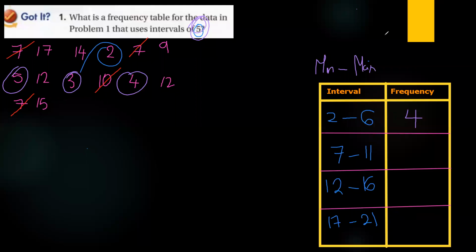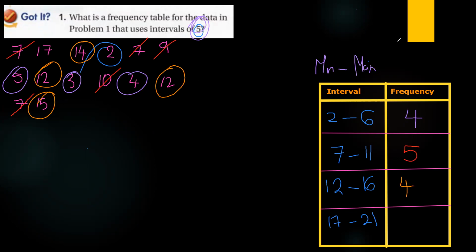We have, wait a minute, 7, 8, 9, 10, 11. So there are 5. Yes. Now, from 12 to 16. 12, 13. Do you have 13 here? No. 14. Yes. 15. Yes. 16. No. So we have 4 numbers.